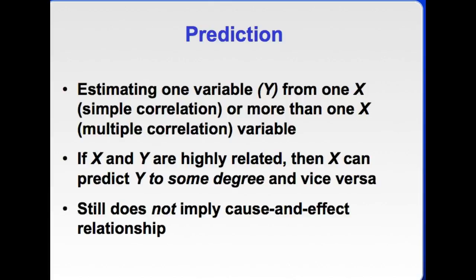Estimating one variable, Y, from one X, simple correlation, or more than one X, multiple correlation variable. You can also do prediction. If X and Y are highly related, then X can predict Y to some degree and vice versa. But this still does not imply a cause and effect relationship.